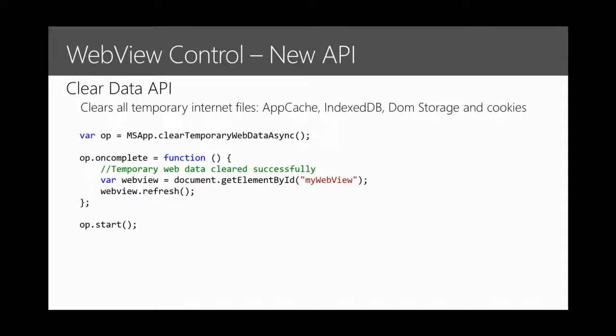What are some other cool new things? A common concern that some devs had when they were creating apps is not having the ability within the web view to clear cache or cookies or things like that, and now we have an API that makes that possible. So you can remove through this temporary web data async, and voila, your stuff has disappeared.